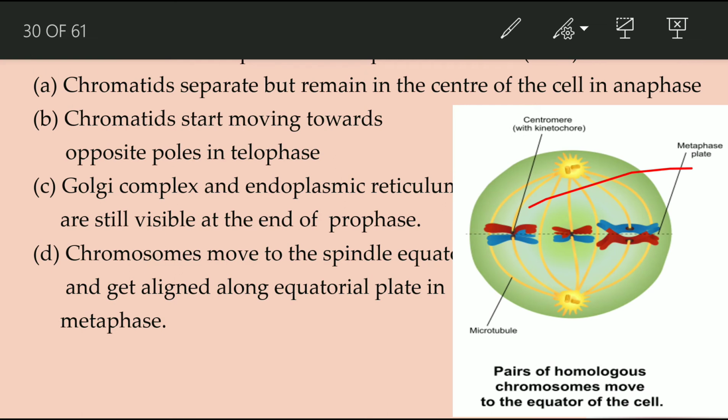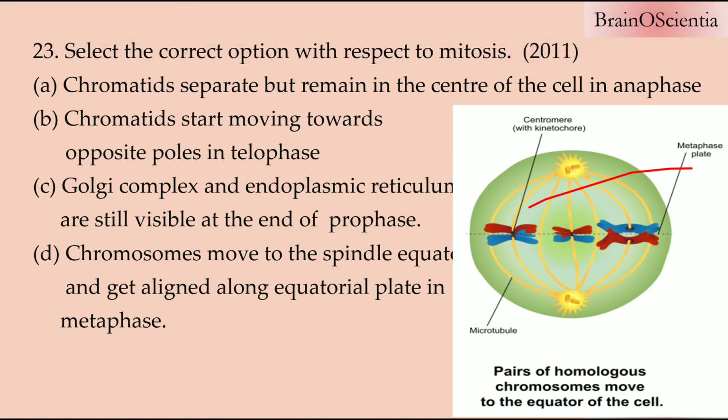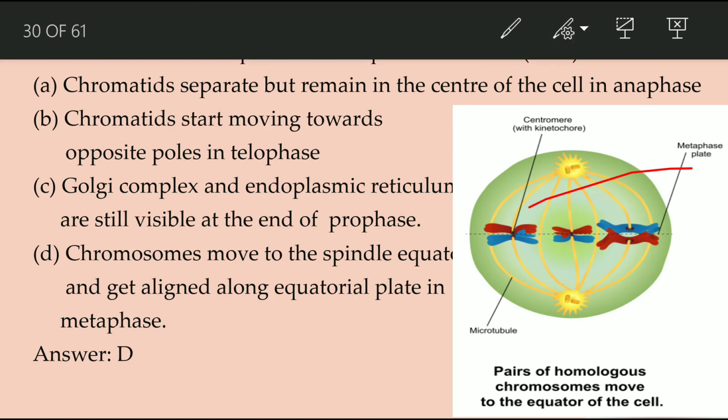you see, this is the diagram. All the chromosomes remain in the equatorial position. What will be the answer? The answer is chromosomes move to the spindle equator and get aligned at the equatorial plate. In metaphase stage, all the chromosomes remain in the equatorial position, and after that, it is followed by anaphase. Here the centromere splits and the chromosomes move apart from each other towards the pole.